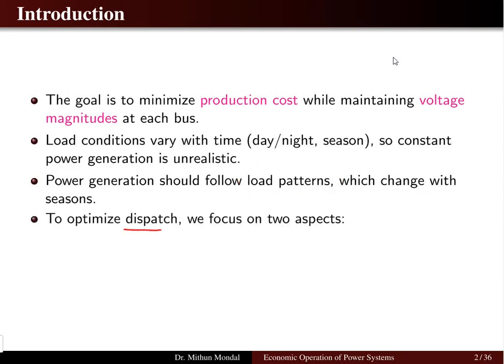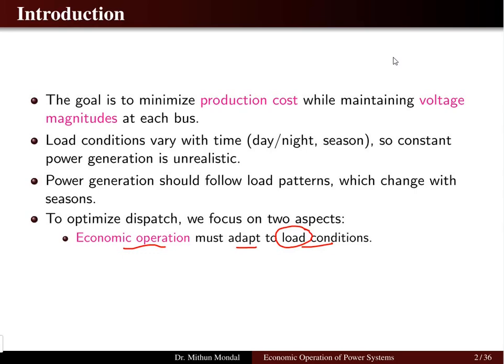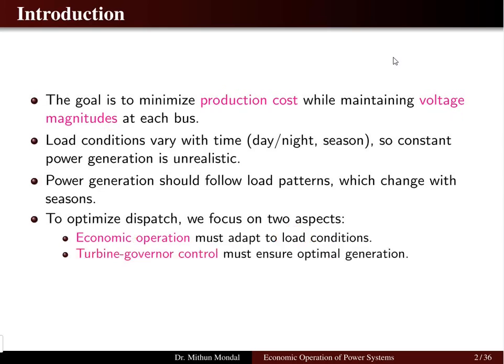To optimize this power, which is called the load dispatch problem, we focus on two important aspects. The first one is the economic operation that must adapt to the load conditions. So when there is a change in the load, then the economic operation should change, maintaining the stability of the voltage magnitude so that the production cost can come down. Second is the turbine governor control, which must ensure that optimal generation is possible.